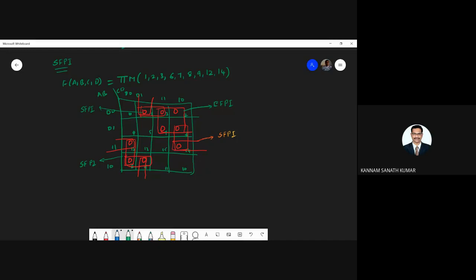Like this you have to identify. So this is also one selective false prime implicant. The prime implicant which is neither redundant nor essential false prime implicant is nothing but selective false prime implicant. So this is about the prime implicants, essential prime implicants, and selective prime implicants which are there in the SOP, and false prime implicants, essential false prime implicants, redundant false prime implicants, and selective false prime implicants which are present in the POS.